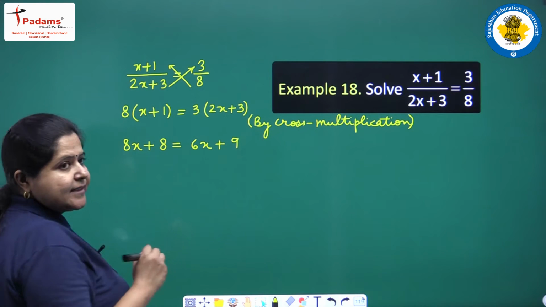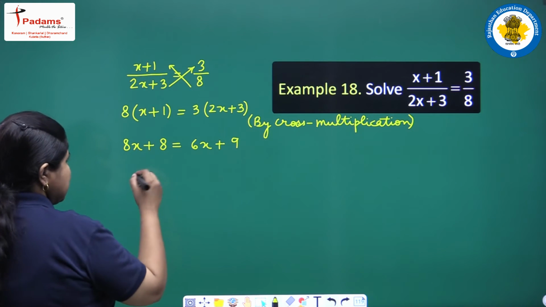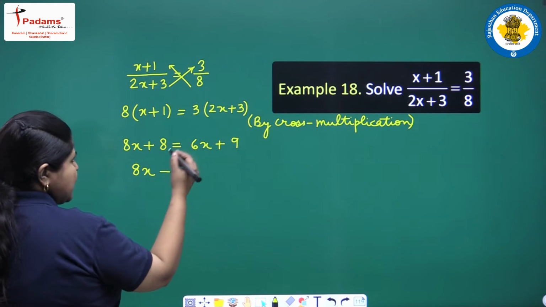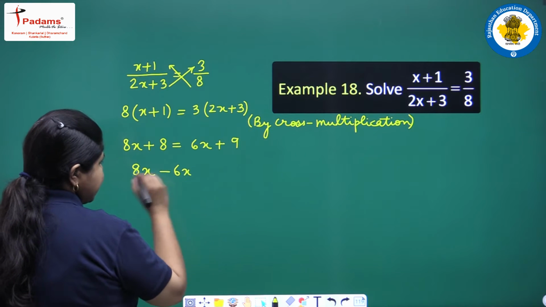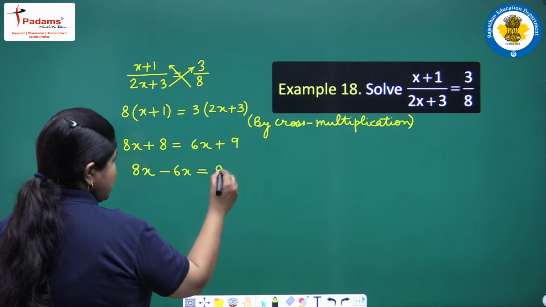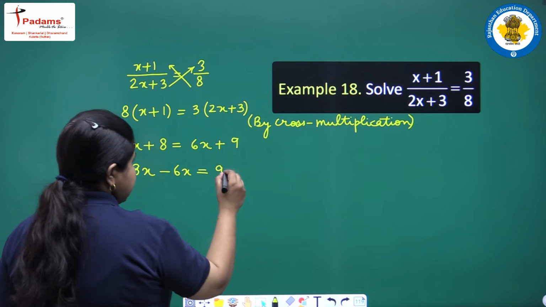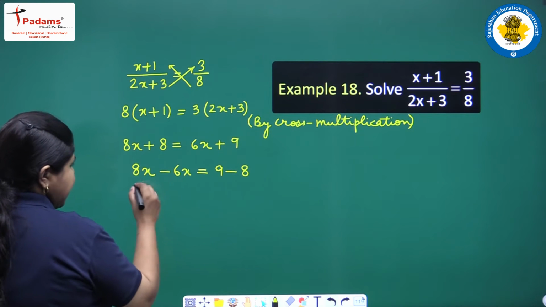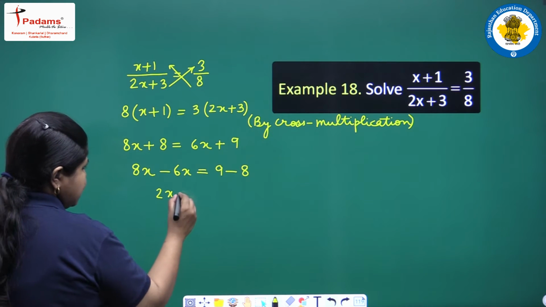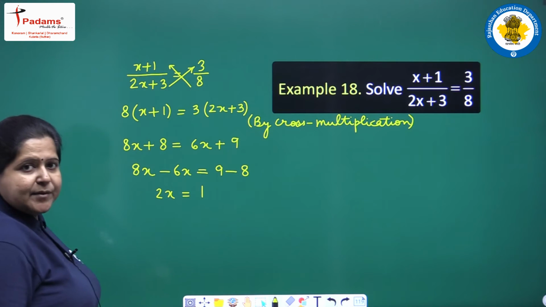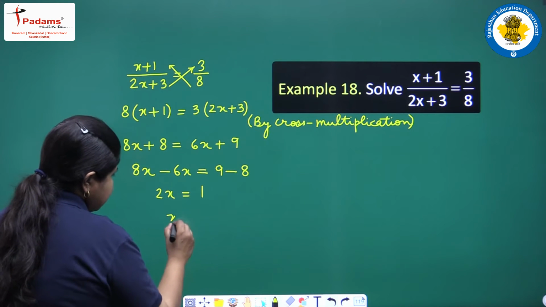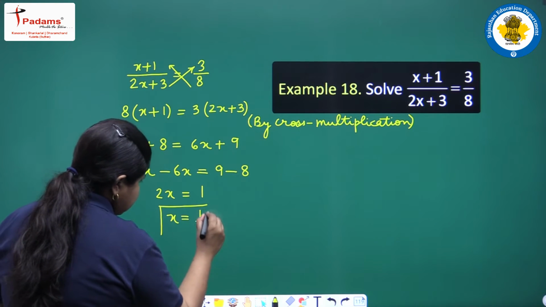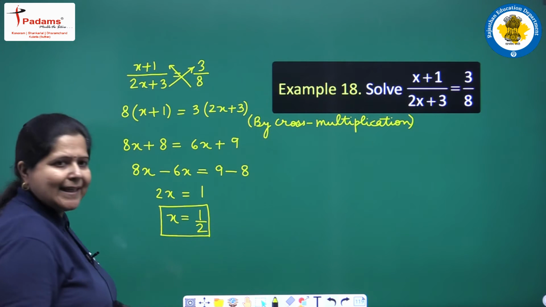Again we will separate the terms with the variable and get them in the LHS. 8x is already in the LHS. We will transpose the 6x, it will become minus 6x in LHS. 9 is already there in the RHS. Bring this 8, it will become minus 8 in RHS. This gives us 8x minus 6x will be 2x equal to 9 minus 8 is 1. Again this will give us x equal to 1 upon 2. This is the solution of this equation.